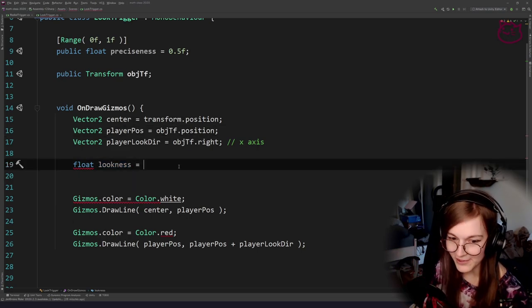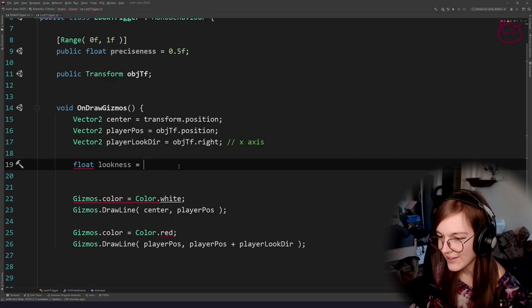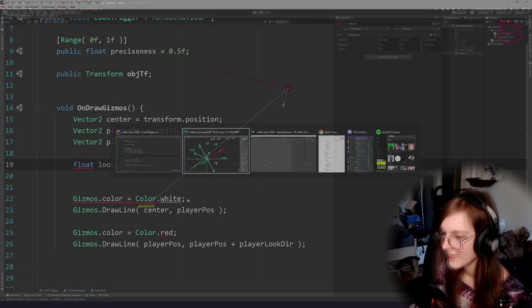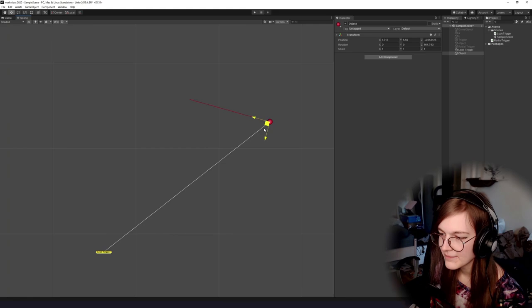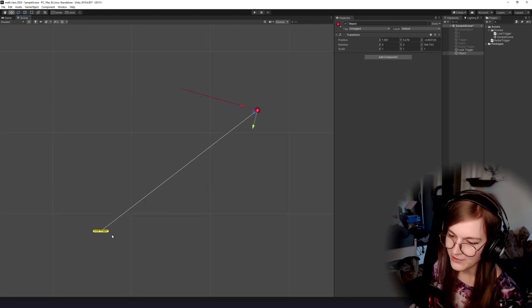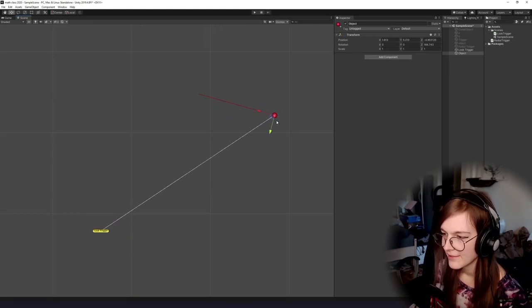All right, so now we have lookness. So how do we figure out the lookness between these vectors? Well, we have the direction that the player is looking. We don't have the direction to the look trigger.